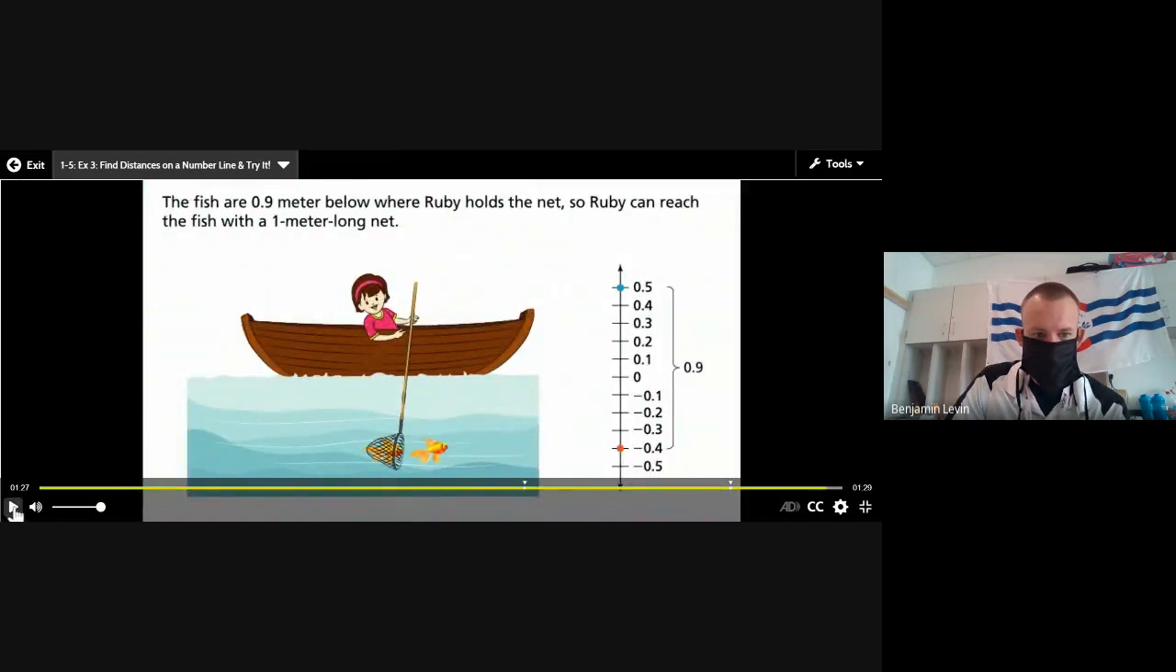There you go. See, they lined these up. When she puts her net down, see how the bottom of the net lines up right at 1 meter, right? So that's kind of illustrating, and the fish are at 0.4 below. So the fish are within reach of the net, right? She can catch them with a 1 meter long net. So good. All right. Now it's going to give us a chance to practice on our own here.